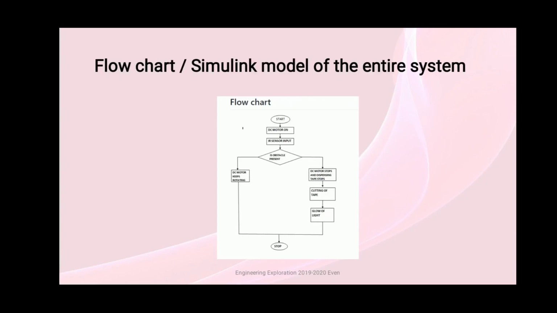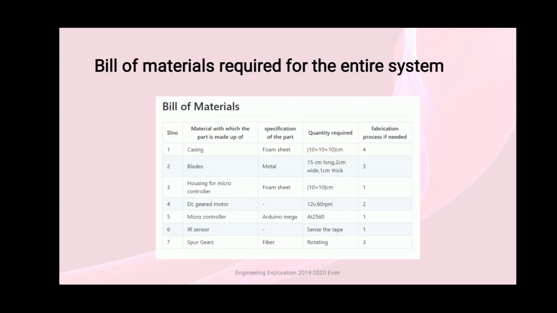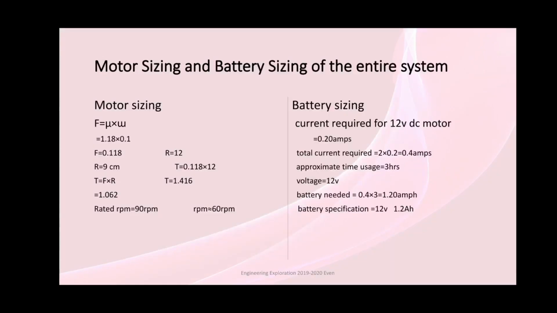until the user wants. Now coming to the bill of material: casing is done using foam sheets, and we have used metal blades for cutting the tape. For housing of the microcontroller we have used foam sheets, and we have used 2 geared DC motors for rotating purpose, an IR sensor for sensing of tape, an Arduino Mega board for controlling, and spur gears for rotating purpose. Motor sizing and battery sizing.